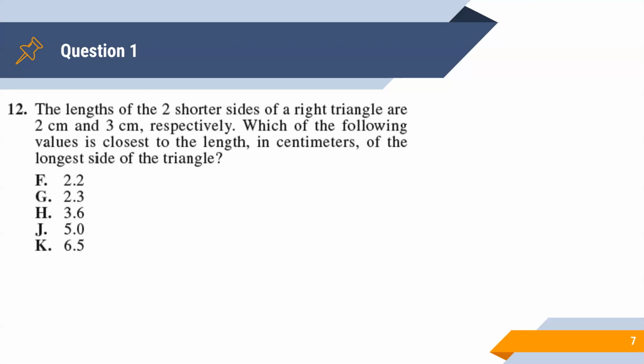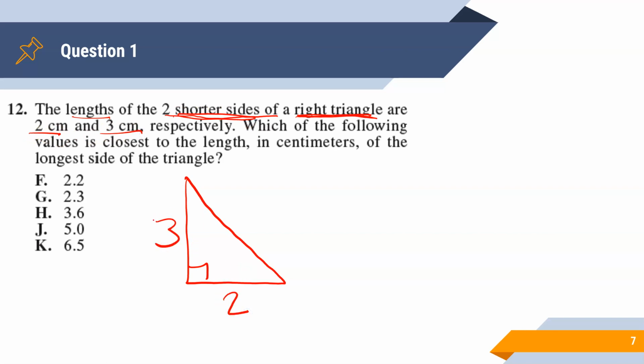So here's the first question. We'll do this one together. You always want to draw a picture. It says the length of the two shorter sides of a right triangle. So we all should right now be drawing a right triangle. The two shorter sides are 2 and 3. So this is 2, this is 3, or we'll get them backwards. It doesn't matter. They want to find the length of the longest side, which happens to be c.